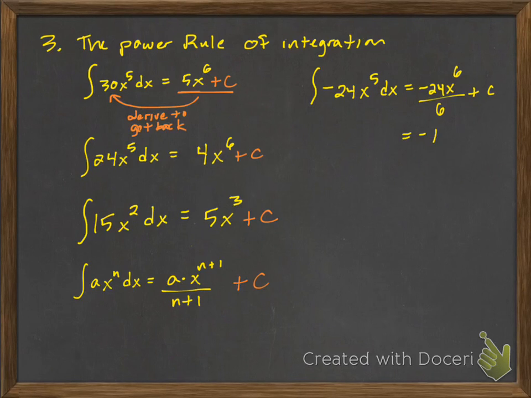But we tend to simplify down to something more simple. And the check, of course, is always, hey, is the derivative of that, 4x to the 6th plus c, really 24x to the 5th? And sure enough, it is. Okay, so you're undoing derivatives.